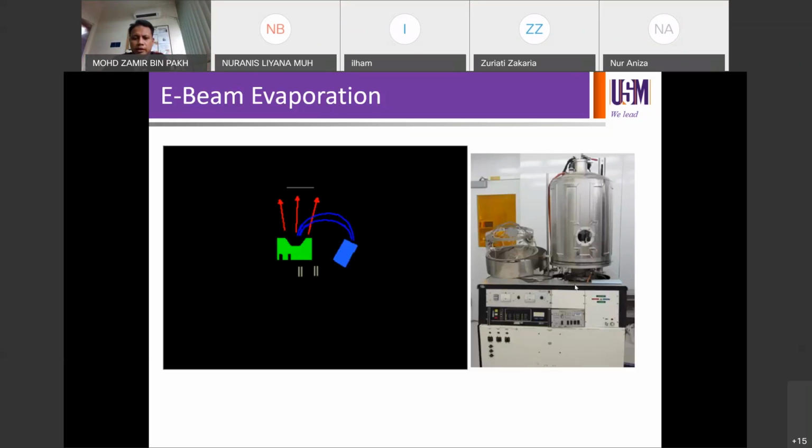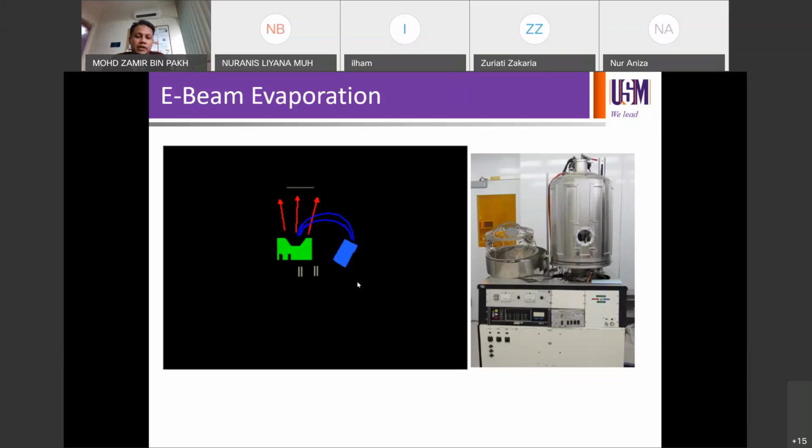So this is how it looks. For your information, an evaporation system can be either thermal or e-beam depending on the configuration inside the system. It may look the same, but you need to look into the heating mechanism. Either it's by resistive heating, which is for thermal evaporation, or by electron beam, right? So this is how it looks.